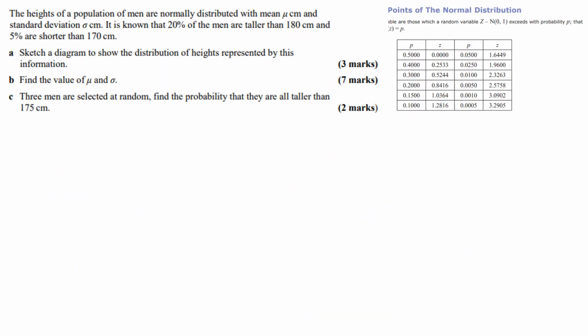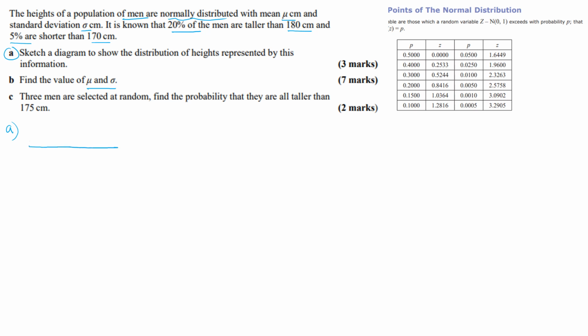This next question is telling us that the heights of a population of men are normally distributed, and we've got mean, mu and sigma. We're being asked to find both of those, so two unknowns, we need to solve them simultaneously, and in order to get two equations we need two bits of information. We've got that it's known that 20% of the men are taller than 180 and 5% are shorter than 170. So part A is asking us to sketch that on a diagram.